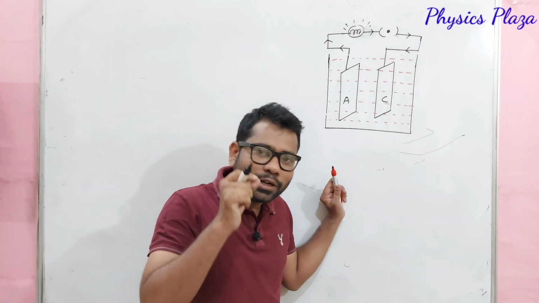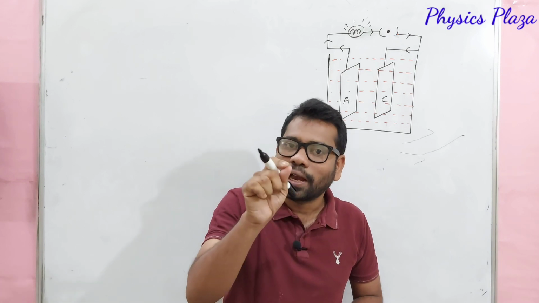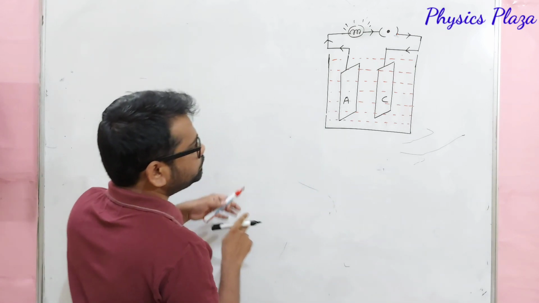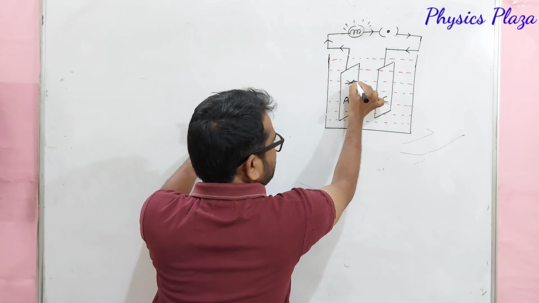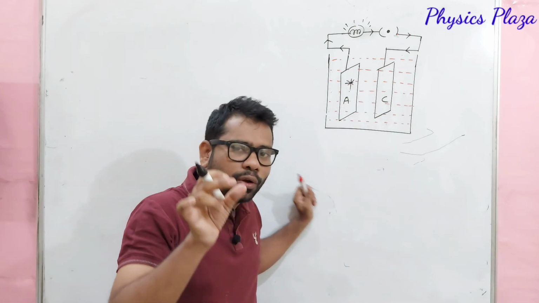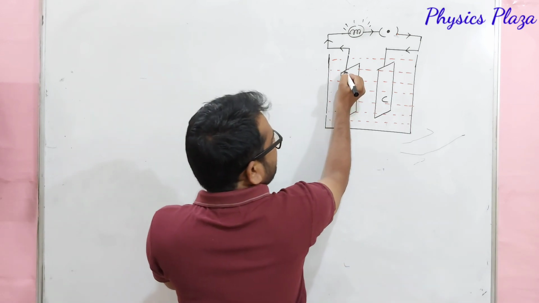Now children, we'll try to understand the relation between electromotive force, terminal voltage and potential drop. Children, look here. Suppose, for example, at the anode, one unit positive charge is there. So this has to be sent.